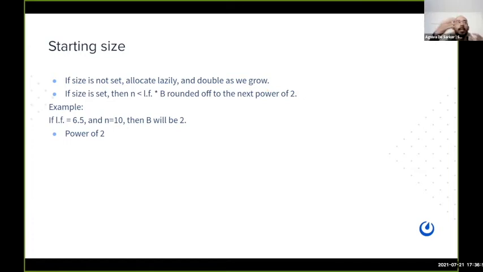So the size will go from 1, 2, then 4, 8, 16, and on. It'll just double. And if the size is set, then we'll keep on bumping B until load factor times 2^B is greater than N, and round it off to the next power of 2. So for example, if load factor is 6.5 and we are trying to make a map of N elements, we'll first try with B equal to 1, then 1 into 6.5 is 6.5 and 2 into 6.5 is 13. That means B equal to 2.